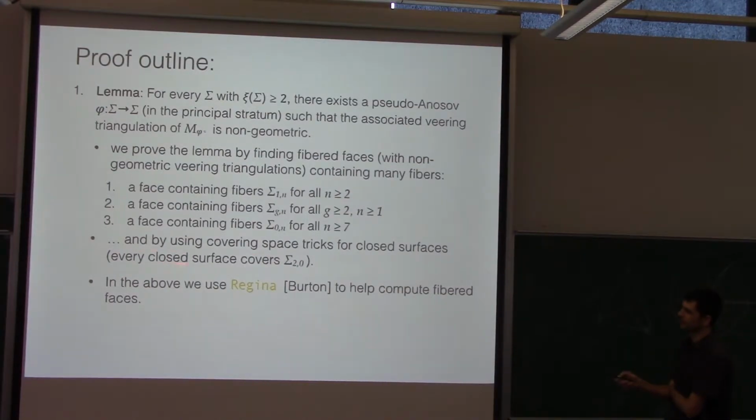We just need to find a triangulation on sigma 2, 0, and then since every other closed surface covers sigma 2, 0, we can just lift it upstairs and it's still going to be non-geometric. So we get those that way. To find these, we actually need to find examples for each one of these to build off of. These are all found partially using Regina to figure out what the Thurston norm ball is going to be and to analyze that.